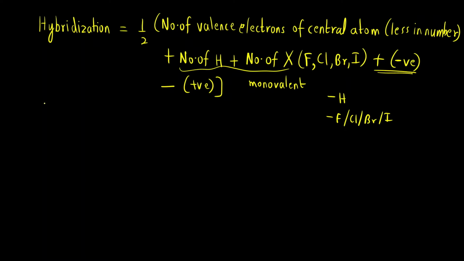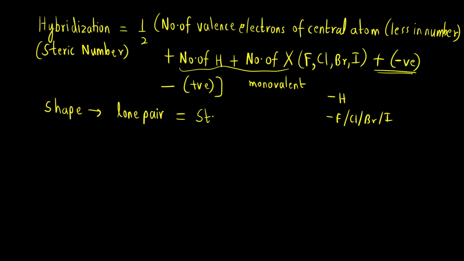And there is another formula. Here we don't have to find out the shape, but if I want to find out the shape, I must also know the lone pair. This formula is for finding out the steric number. From the steric number, we can find out the hybridization. What is the formula for finding out the lone pair? Lone pair is steric number minus number of side atoms.